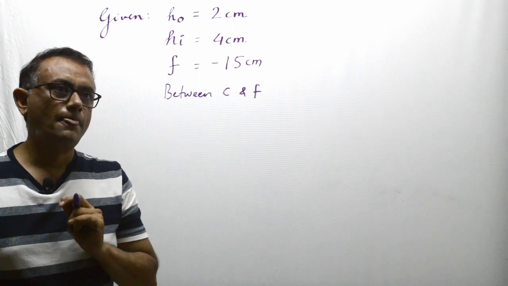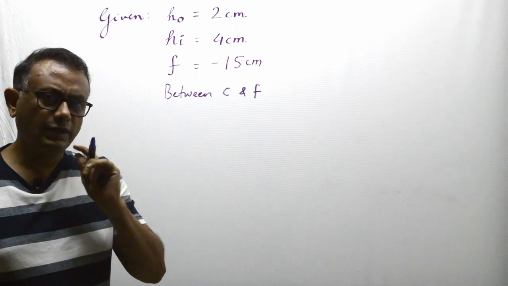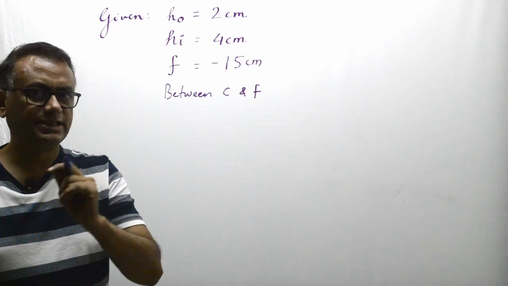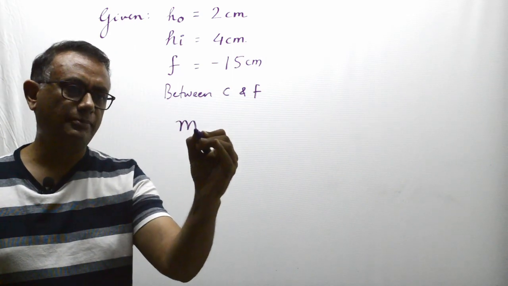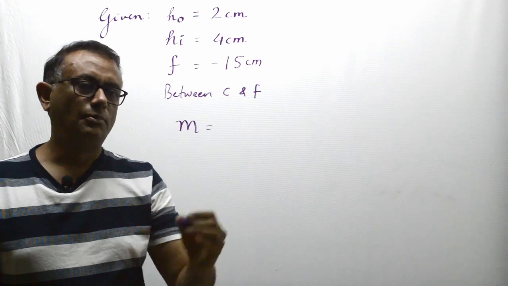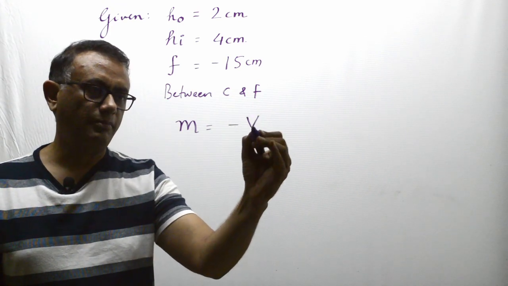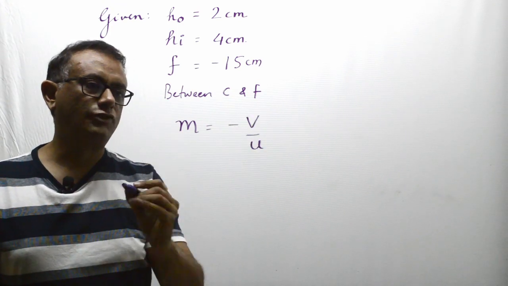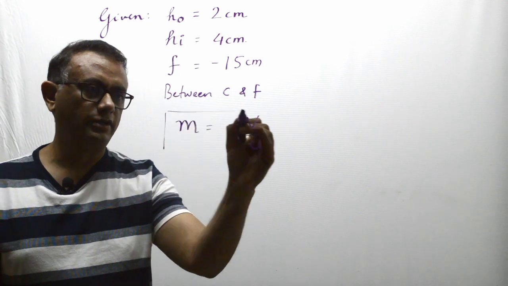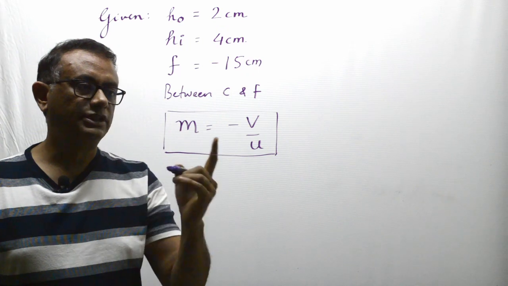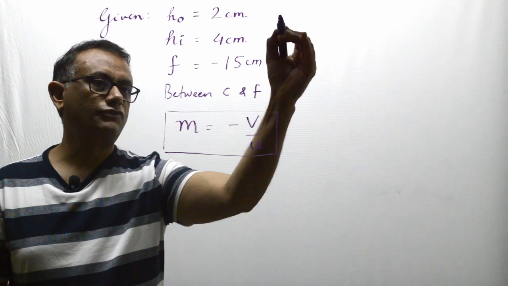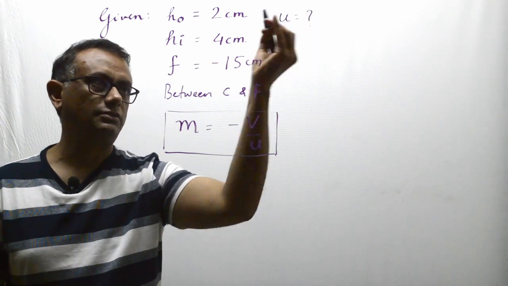We will employ the relationship which we discussed in the last section, that is magnification M is equal to minus V by U. This is the formula we are going to employ here in order to find the distance of the object. We are supposed to find U. This is the question. What is U?